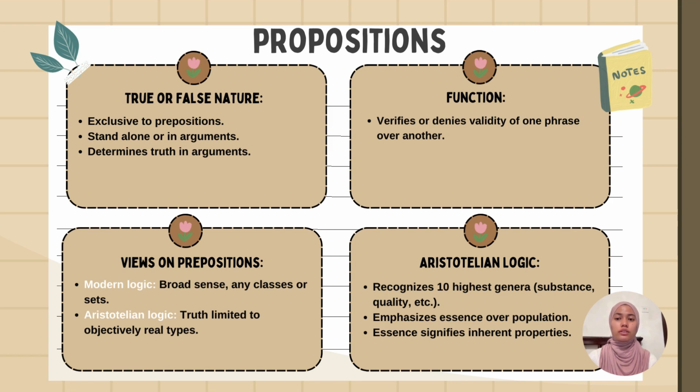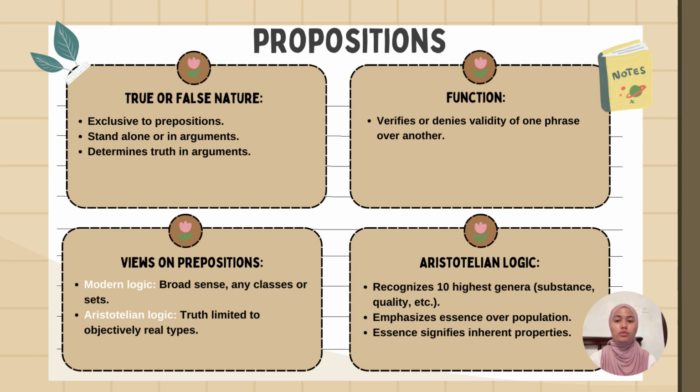There is the true or false nature in proposition, which is inclusive to proposition, whether standing alone or in argument, and also determines truth in argument. There is also the function of proposition, which verifies or denies the validity of one phrase over another. There are views on proposition, which are modern logic and Aristotelian logic. From modern logic, the view on proposition is broad, any class or set. From Aristotelian logic, the view on proposition is that truth is limited to objectively real types.